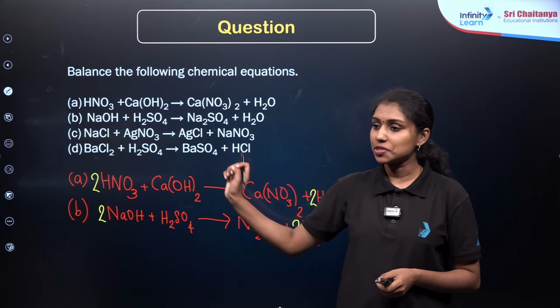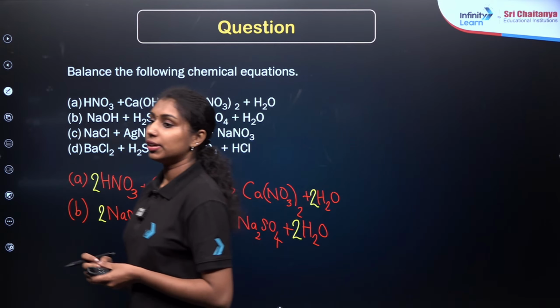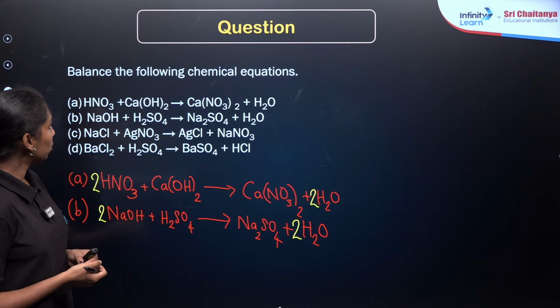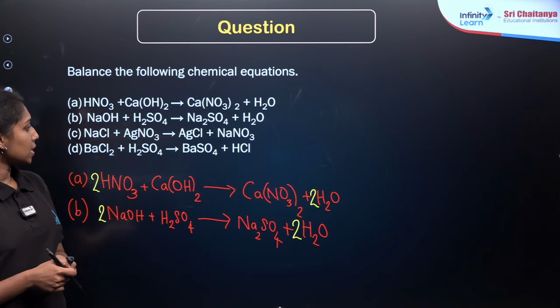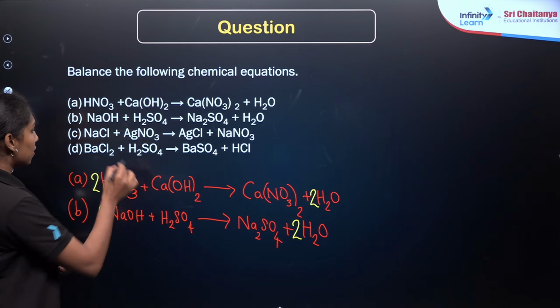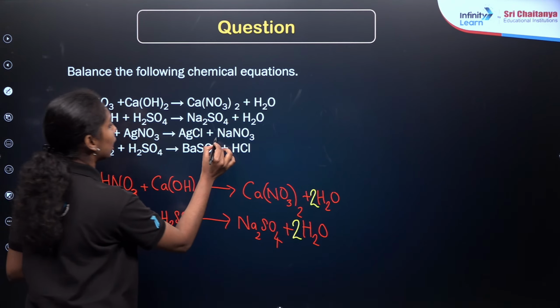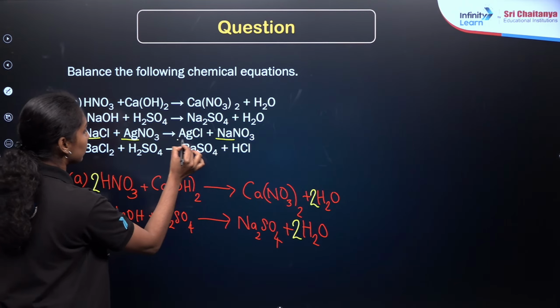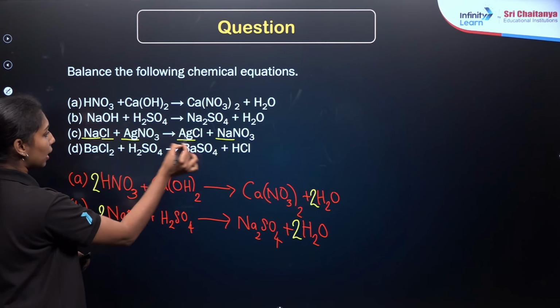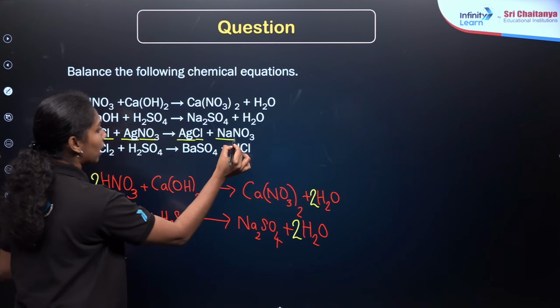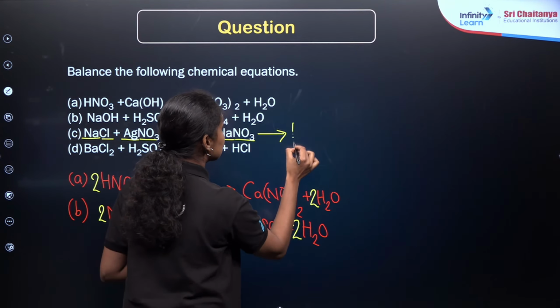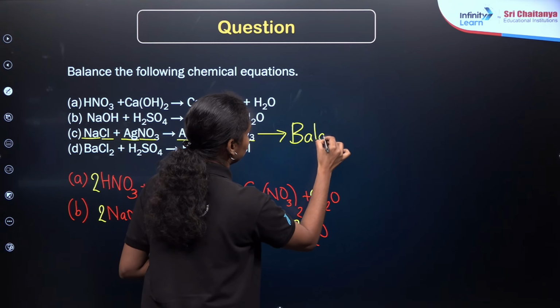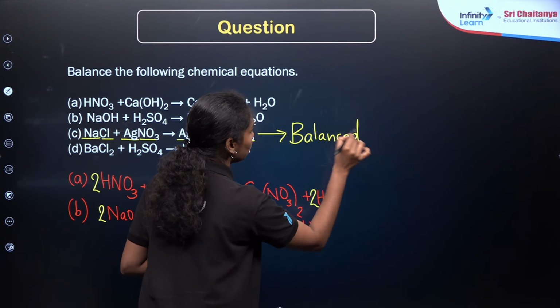What about the third reaction? Whether it is balanced or not, or do we need to do the balancing? Just focus on the number of atoms. Sodium is already 1, here it is again 1. Silver is 1, silver is again 1. Chlorine is already balanced, right? NO3 is already balanced, which means the complete reaction given is itself balanced. So there is no need of any more balancing here.